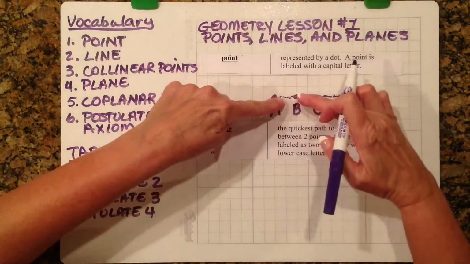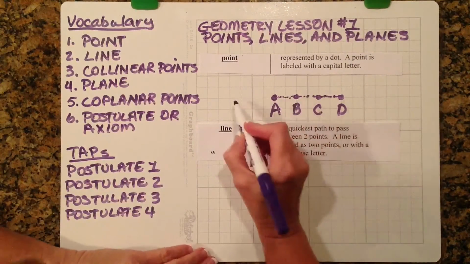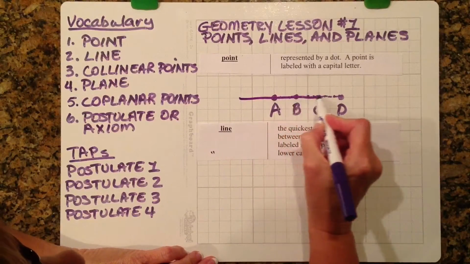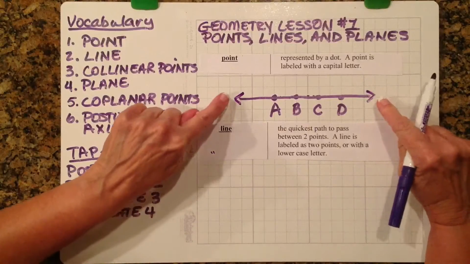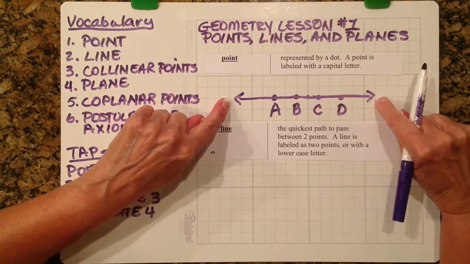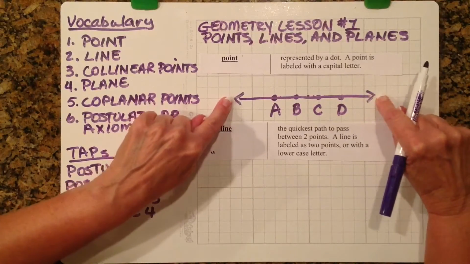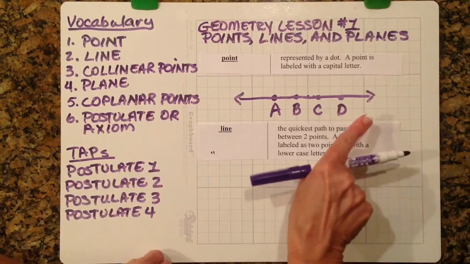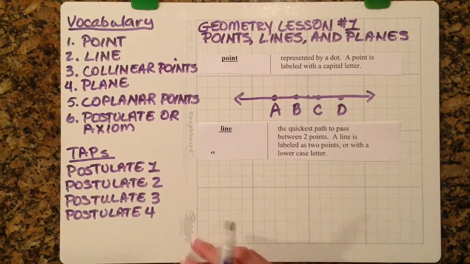So if I have an infinite amount of points stacked all on top of each other, I'm going to draw a line right here. Now, these arrows are very important. This arrow shows me that the line goes on forever and ever and ever. It extends way out to my right, goes on forever. It extends way out to the left, and it goes on forever and ever.